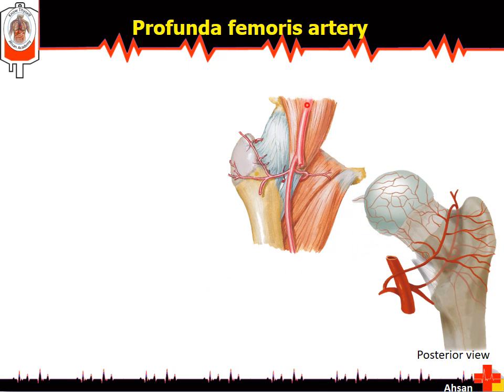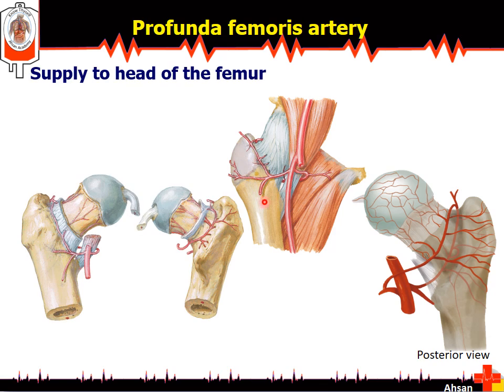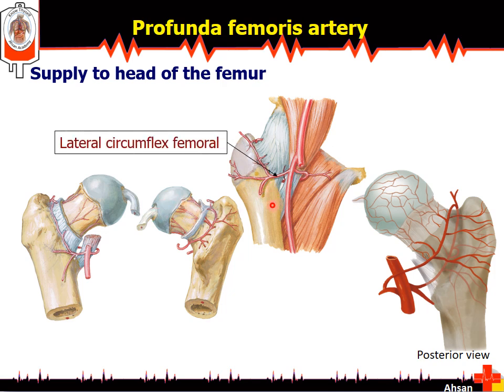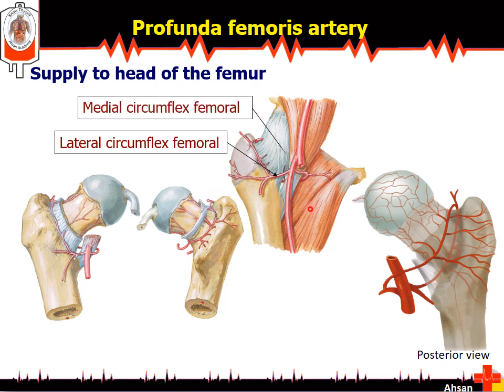Now this is the external iliac becoming femoral. The femoral artery gives a branch, the profunda femoris. The profunda femoris supplies the head of the femur by two sources. You can see this is the lateral circumflex. This is the lateral side, at the pubic tubercle. So this is the medial side, and this one is the medial circumflex. It is hooking round, going here and making a circular anastomosis around the neck.